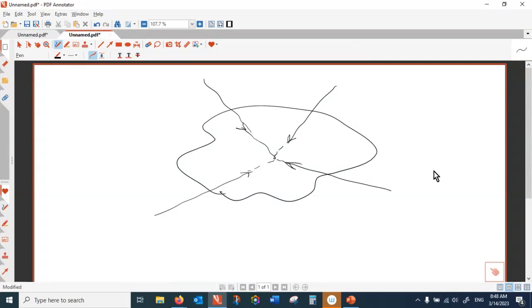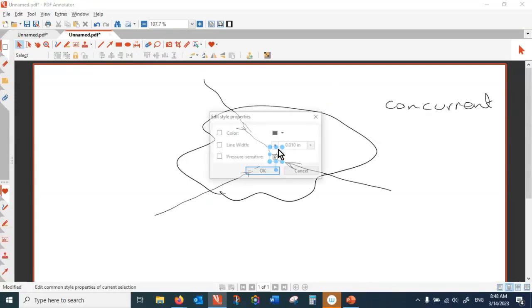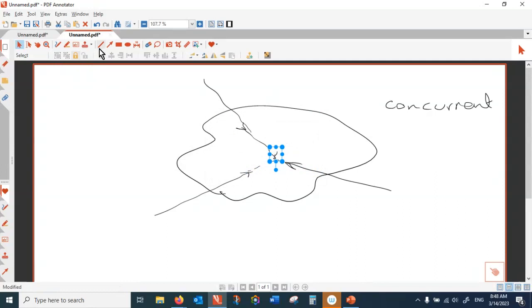This is called a concurrent system of forces. It means all forces are colliding at one single point. And if one of the forces is not passing through that point, this system cannot be at equilibrium. Maybe from a translation point of view it is at equilibrium, but from a rotation point of view, it keeps rotating.